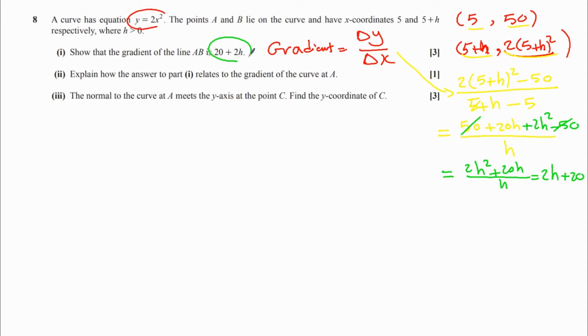Explain how the answer to part I relates to the gradient of the curve at A. So to look at this, what we want to do in here is that the gradient of this function at point A, we could basically consider for any curve. So this is a definition of differentiation.